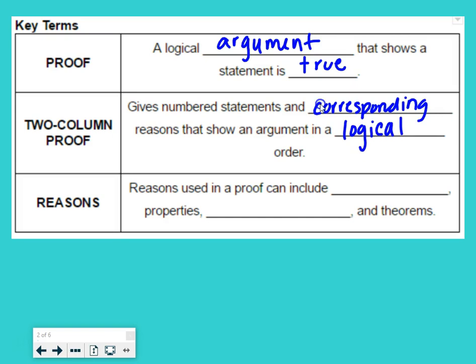Reasons. The reasons that we can use in a proof. So reasons used in a proof can include definitions, properties, postulates, and theorems.